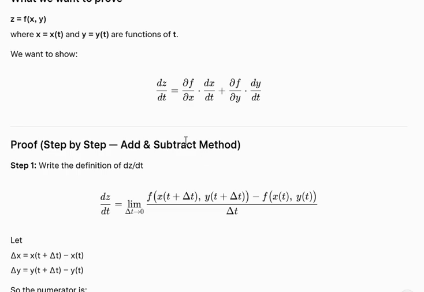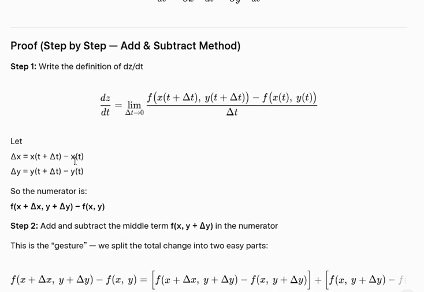Then by the basic definition of dz by dt, for the change in z, z is a function of t, so delta z is equal to f of x of t plus delta t, y of t plus delta t, minus f of x of t and y of t. This is represented divided by delta t, as delta t tends to 0. Delta x and delta y: delta x is equal to x of t plus delta t minus x of t.